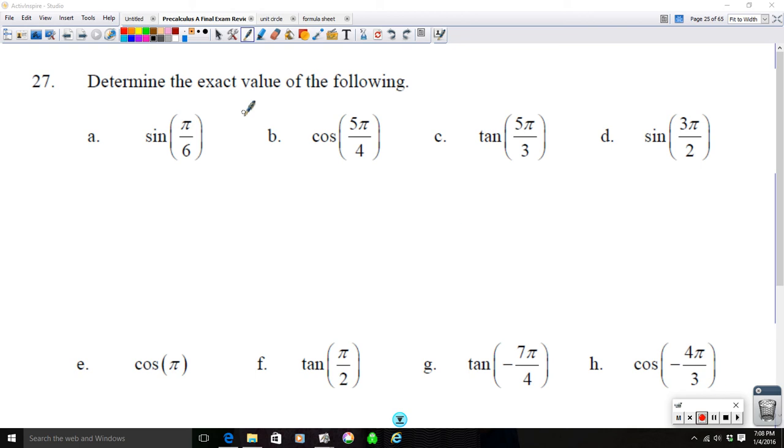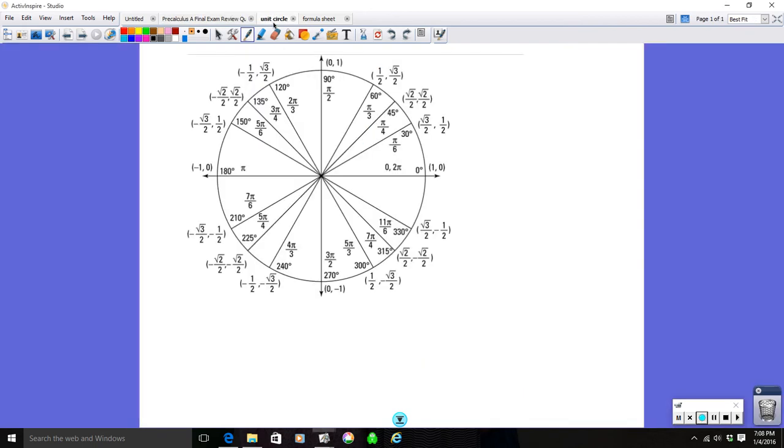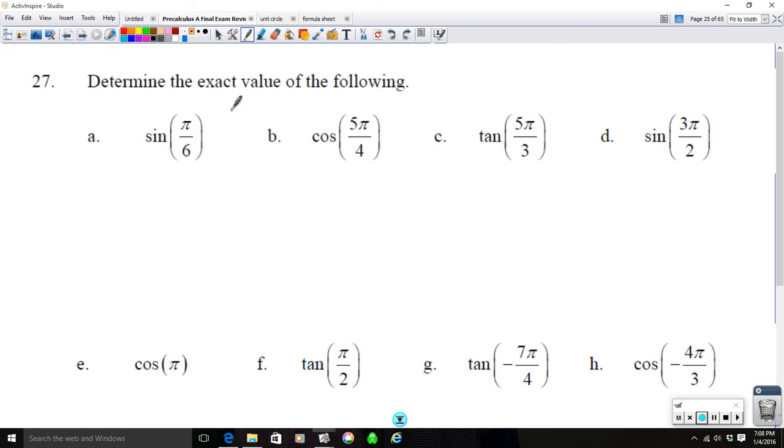Okay, to find the exact value of these trig functions, we're going to need our unit circle. So in each case, I'm going to refer back to that unit circle. Our unit circle for pi over 6, it's asking for sine of pi over 6. And sine of pi over 6 is going to be cosine comma sine, 1/2. So this is equal to 1 over 2.